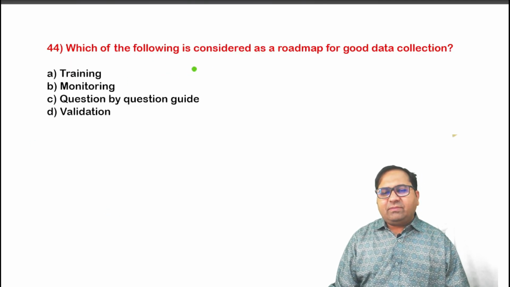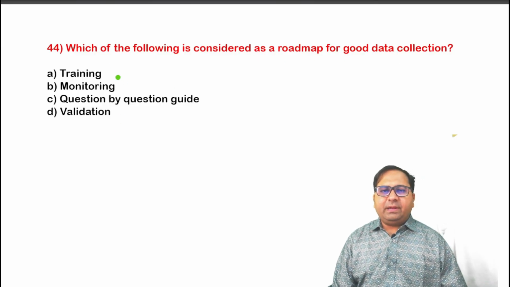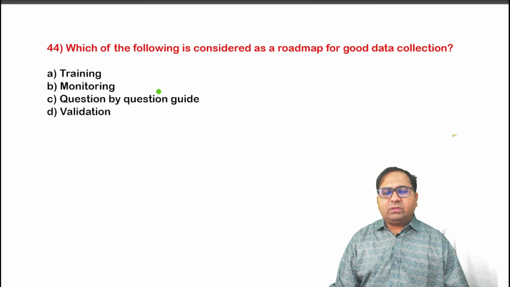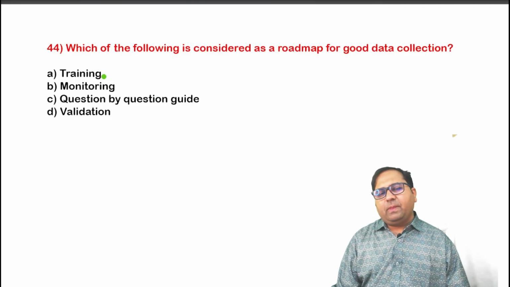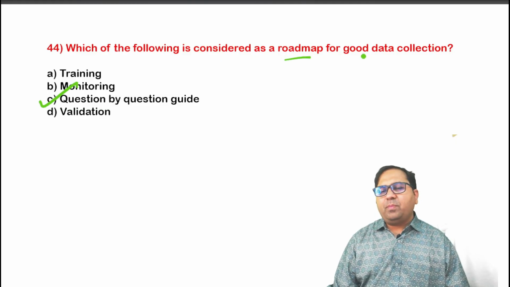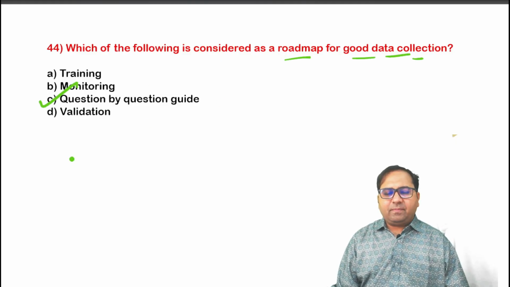Next question. Which of the following is considered as a roadmap for data collection? The options they gave are A, training, B, monitoring, C, question by question guide, and D, validation. So the answer for this is C. Question by question guide is considered as a roadmap for good data collection.